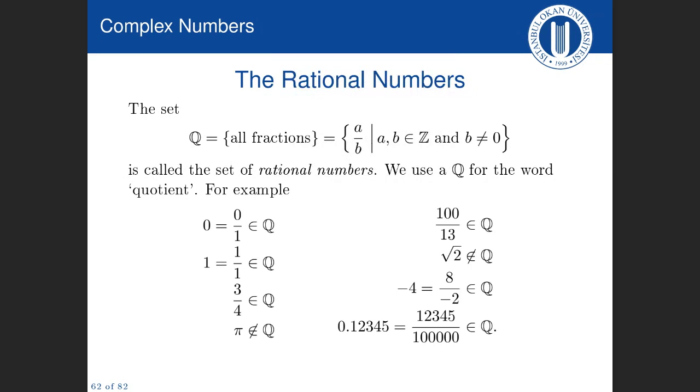So, for example, 0 is a rational number because 0 is 0 divided by 1. 1 is a rational number. 3/4 is a rational number, but pi is not a rational number. Proving that goes beyond the scope of this course. 100/13, that's a fraction, so that's a rational number, but the square root of 2 is not a rational number, and so on. In the rational numbers, we can do the 4 operations. We can do addition, subtraction, multiplication, and division, as long as we're dividing by a number which is not 0.